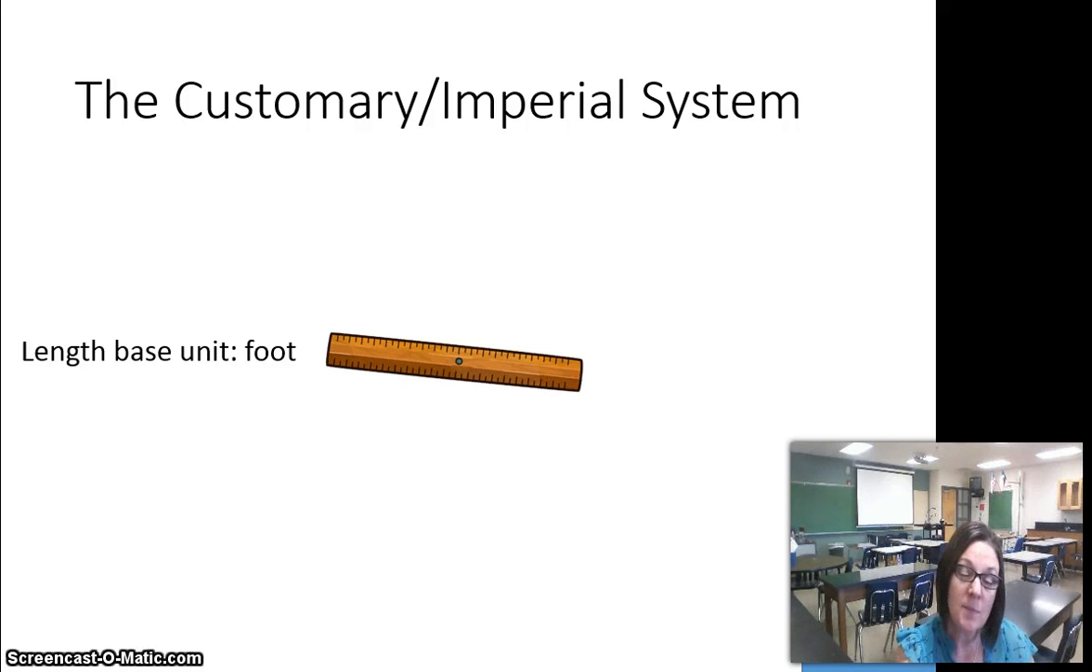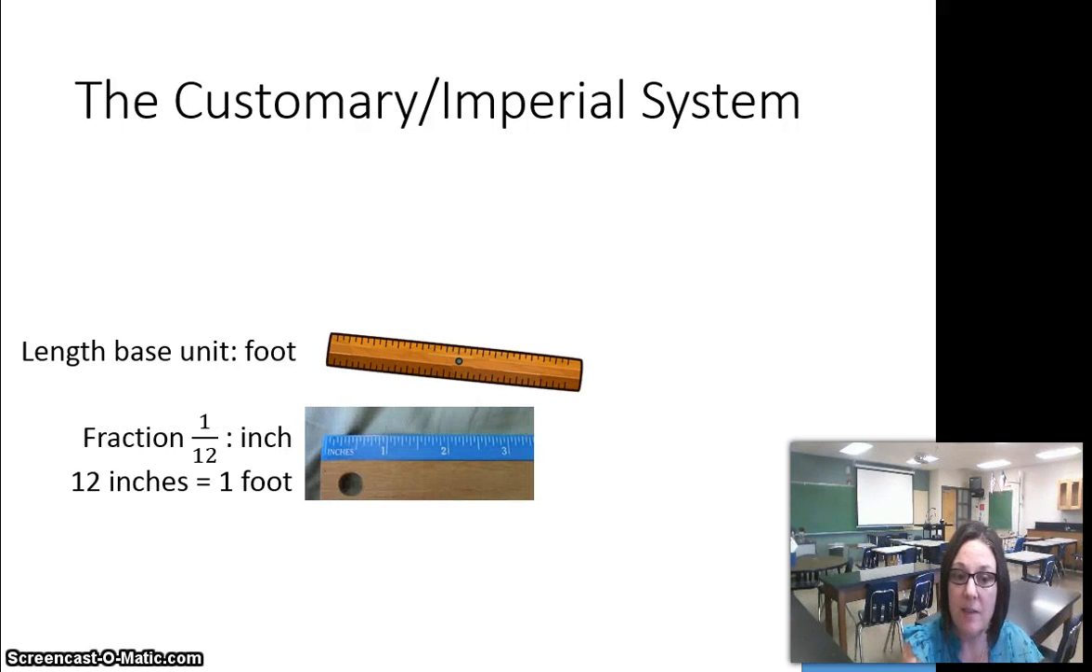And if you wanted to measure something smaller, like maybe you're a little kid and you're measuring a bug, you wouldn't want to use a foot to measure a bug. Instead, you would want a fraction of a foot. Well, in this system, we divide the foot into twelfths, and each 1/12 is an inch. So it takes 12 inches to make 1 foot.